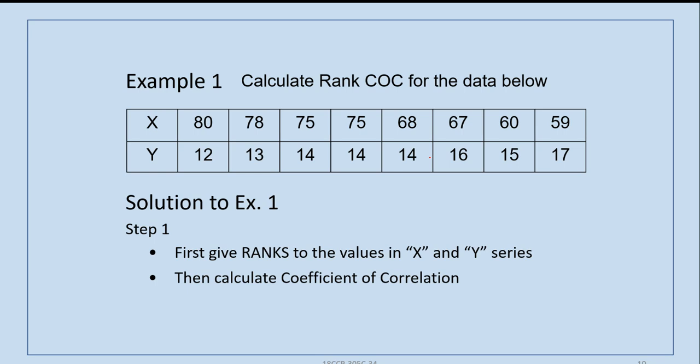We should also give the next rank 6, but we cannot give it like this. We have to take the average of 5 plus 6, because the 5th and 6th positions are repeated. That is 5 plus 6 by 2, which is 5.5. So we will assign 5.5 to both the 75s. 5.5, 5.5.